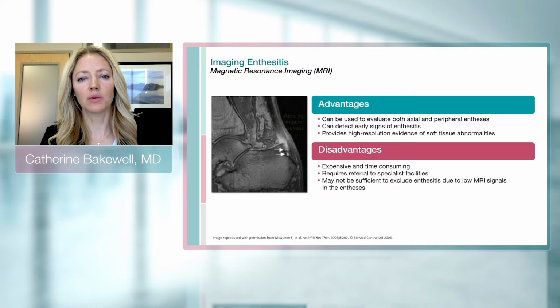MRI can be used to evaluate axial or peripheral entheses and can provide high-resolution evidence of soft tissue abnormalities, but it is more expensive and time-consuming than ultrasound. New imaging techniques are also being developed and validated, including dual-energy CT iodine mapping, PET-CT using fluorodeoxyglucose, and immunoscintigraphy. Of these, ultrasound is the most widely used modality to assess enthesitis, and two main ultrasound scoring systems, the OMERACT and GRAPPA scoring systems, have now been developed.